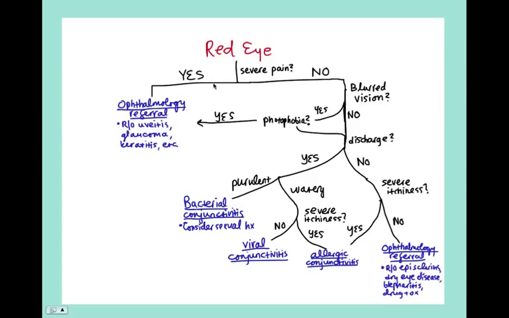So what's most important out of this to remember is that conjunctivitis is not associated with severe pain. If it's severe pain, you've got to be thinking other things like uveitis or glaucoma. And then you should not have a change in your visual acuity. If there's a change in your visual acuity, it's probably something more problematic. So conjunctivitis is red eye, but with no severe pain and no blurred vision. And then with the discharge, purulent discharge is associated with bacterial conjunctivitis.